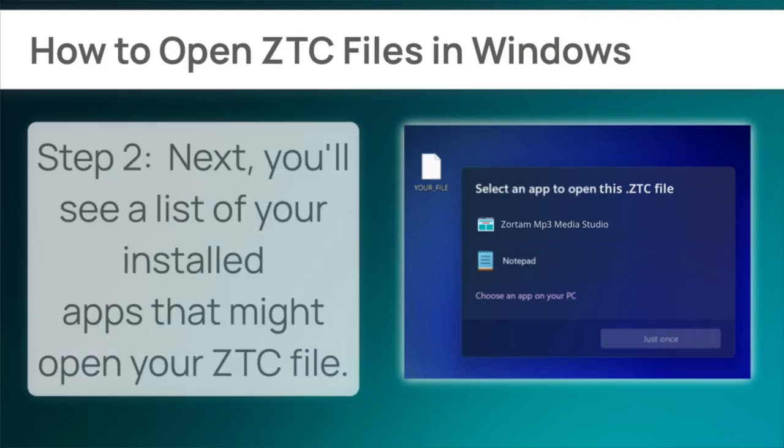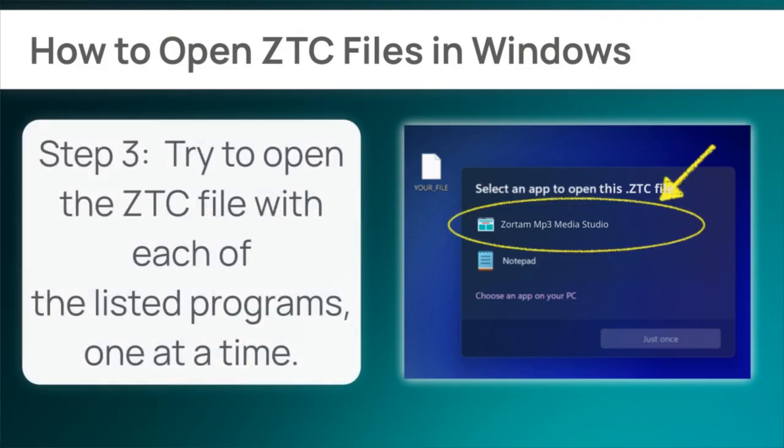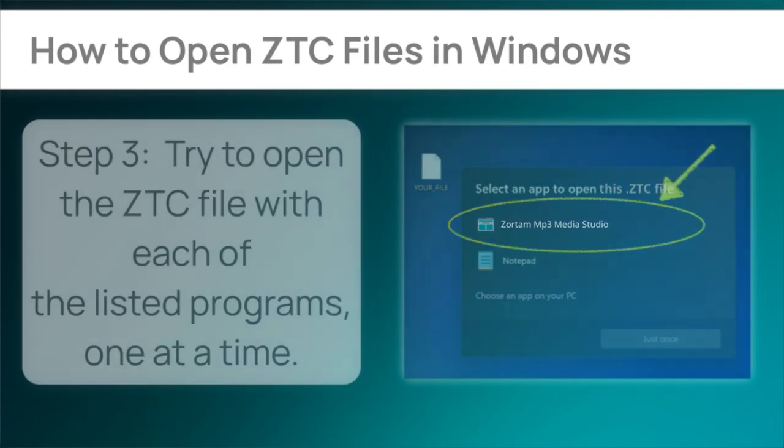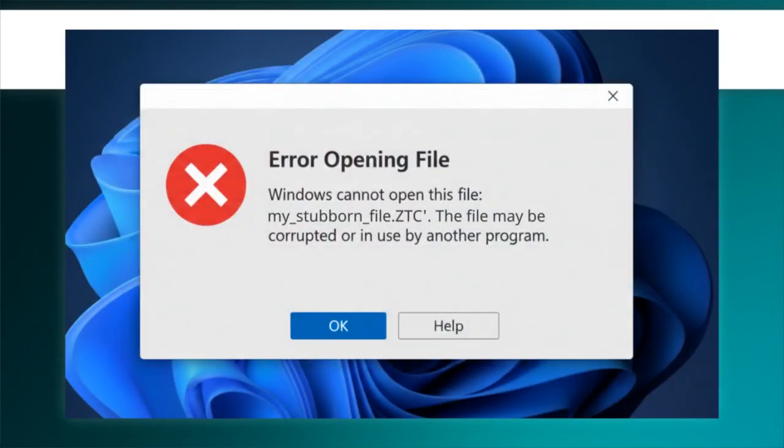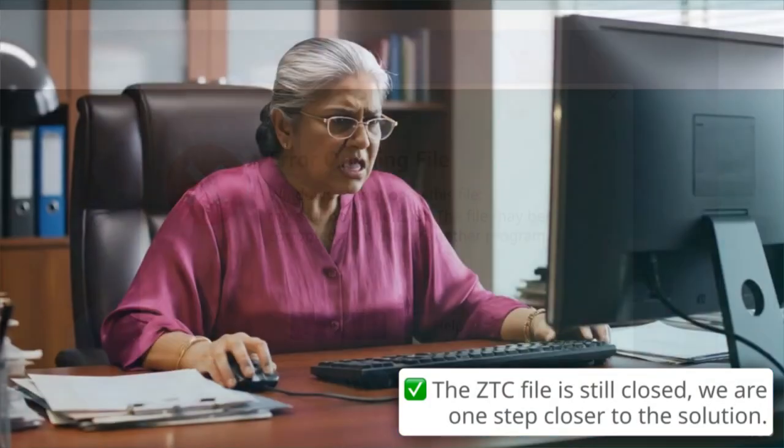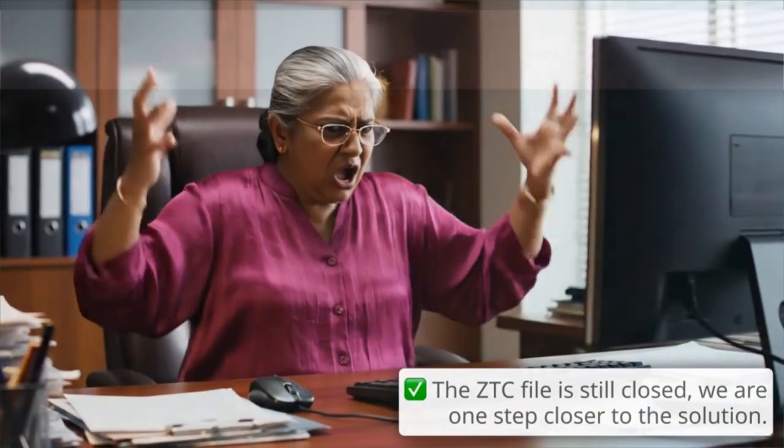Right-click the ZTC file and choose Open With. Start with Zortam Mp3 Media Studio if available. If not, choose another option. Expect a little trial and error. The stubbornness of the file suggests a specific weak spot. Let's test these common failure points immediately to see where the problem is originating.